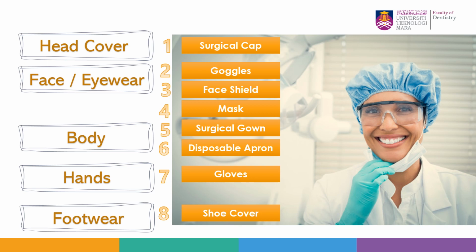And then number four is mask. For the body, you can wear a surgical gown or disposable apron. Number seven, for the hands, we use gloves. And number eight, for the footwear, there is shoe cover. But shoe cover is not common in dentistry. It's more or less in the operating theater. But some people do wear shoe cover because the shoes might be contaminated when you go out there. There is some soil involved on the shoes, so you probably need to wear shoe cover.